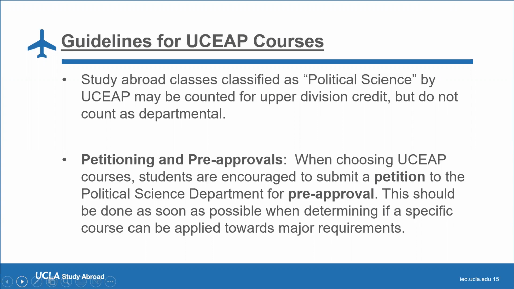Okay. Thank you. First off, my name is Charlie Rano. I'm the undergraduate counselor for the political science department. And whenever there's anything that has to do with course substitution petitions, which these will fall under, you can just email them to me or use Message Center. But the quickest way is probably just emailing me because I have it in my inbox and I can find it a lot easier. But okay, so when studying abroad, many classes classified as political science by UCEAP may be counted for upper division credit, but do not count as departmental. So let me explain that.